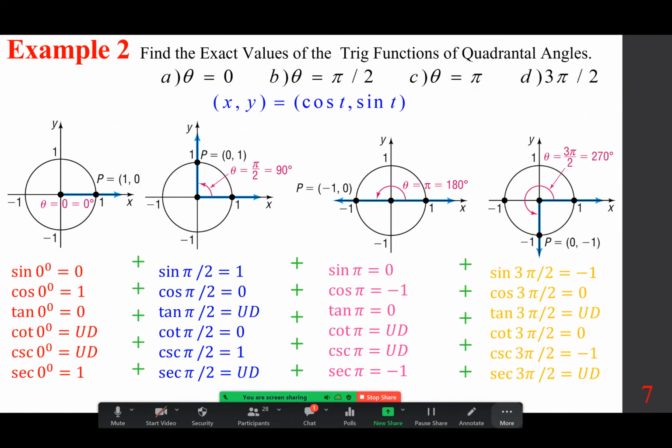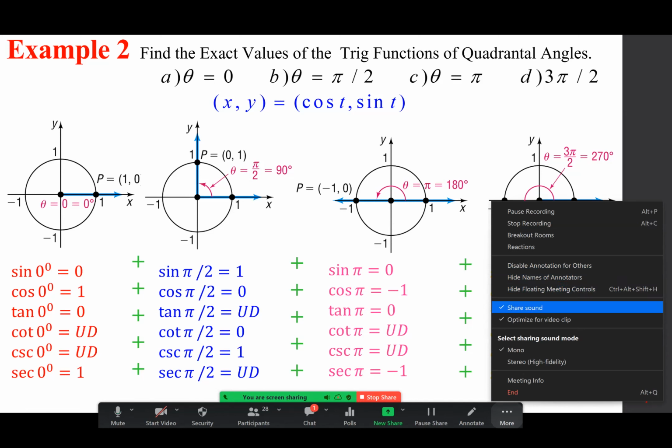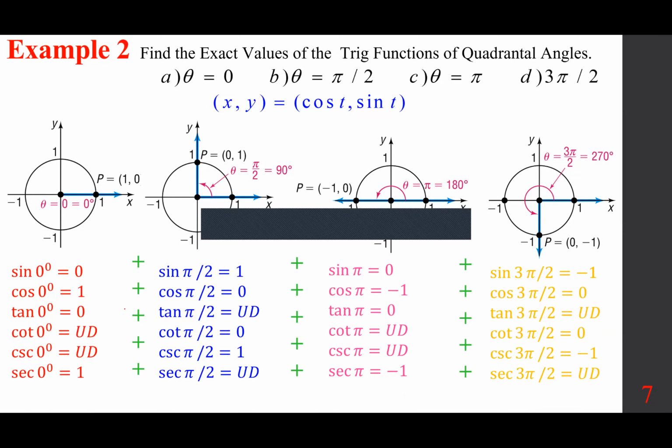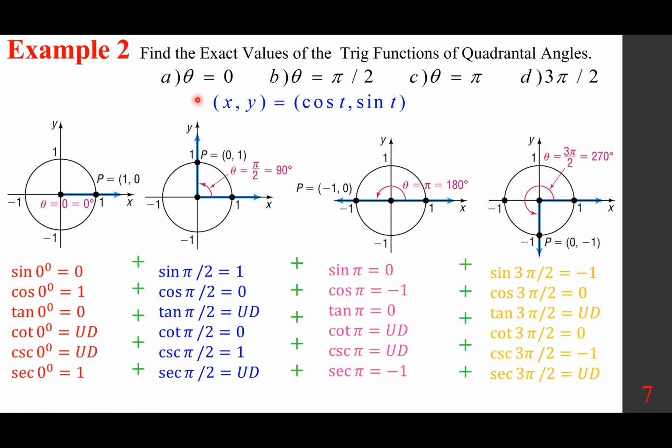Okay, so using information from the unit circle, we can easily find trigonometric functions for all of these quadrantal angles. By the way, when we go back to 2 pi, it is the same as theta equals 0. So very straightforward.